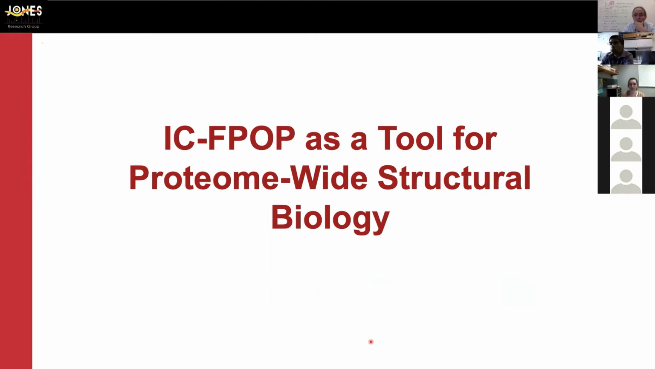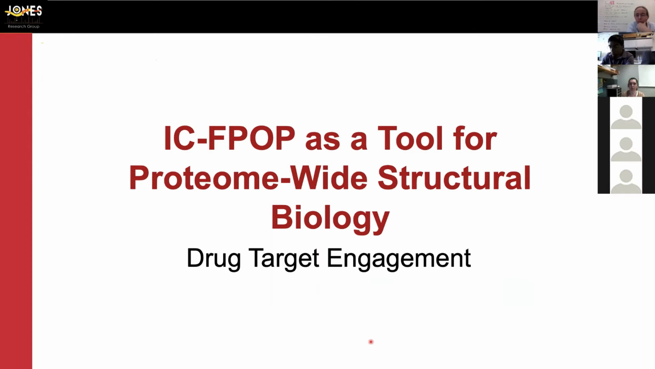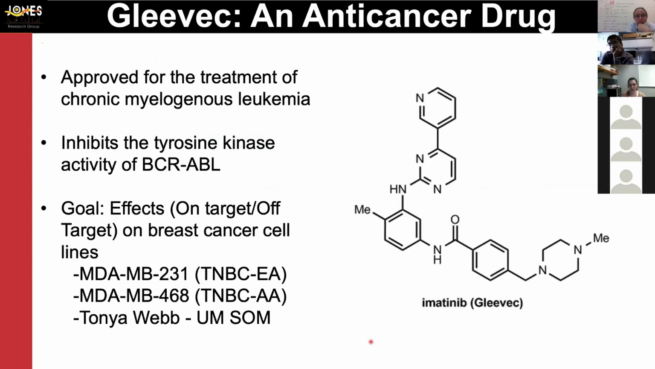And so one application we think this will be useful for is drug target engagement, where you add your drug and just see all the structural changes that happen in response. And so I'm just going to quickly go through this as an application. I'm not going to go into detail, just to show you the power of the method. And so here we're looking at Gleevec, which is a cancer drug, which was designed to inhibit the kinase activity of BCR-ABL, although it turns out to be very promiscuous and does bind to a lot of other things.